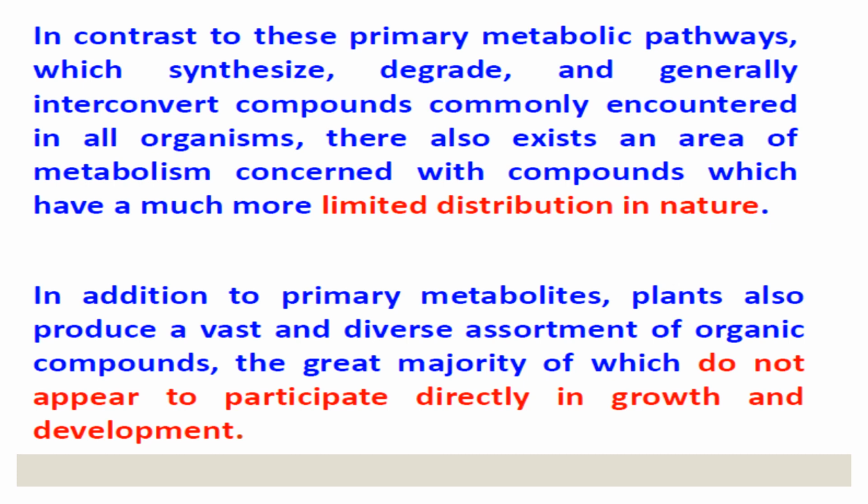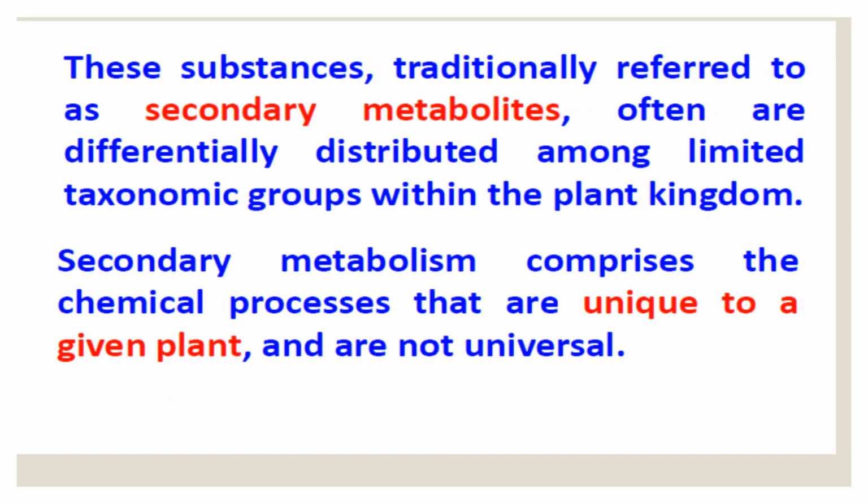This one is a distinct feature of secondary metabolites that differs from primary metabolites. These substances, traditionally referred to as secondary metabolites or natural products, often are differentially distributed among limited taxonomic groups within the plant kingdom. So secondary metabolism comprises the chemical processes that are unique to a given plant and are not universal. This is also the second distinct feature of primary and secondary metabolites. Primary metabolites are universal, but secondary metabolites may be unique to the given plant. This means that maybe some plants have only alkaloids, but other plants may have flavonoids. This is the basic feature of secondary metabolites.